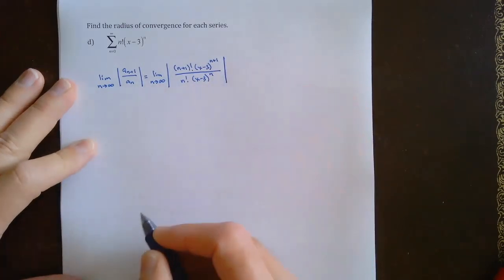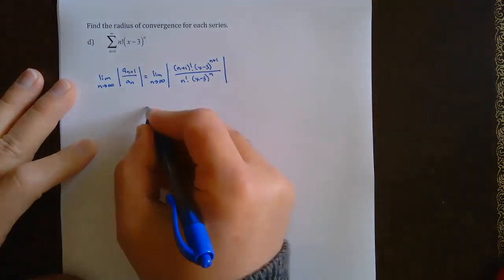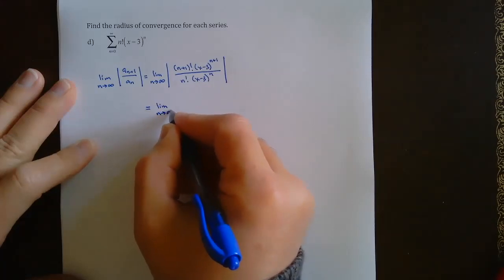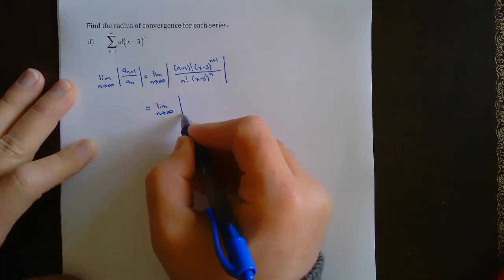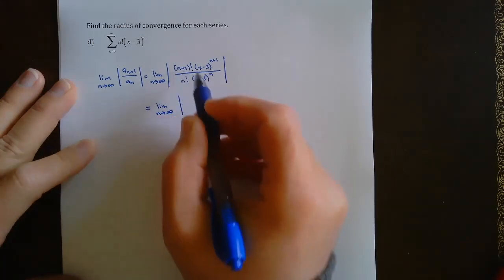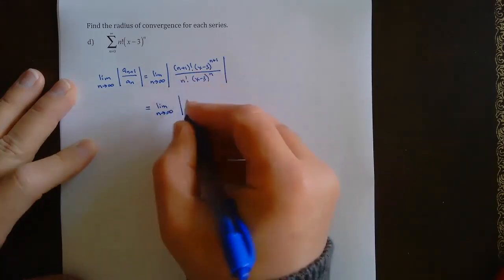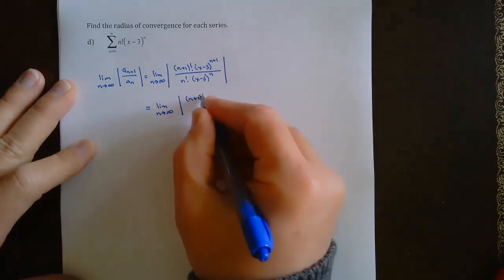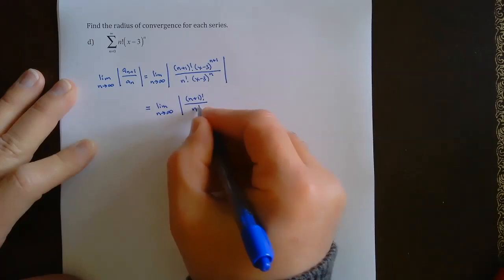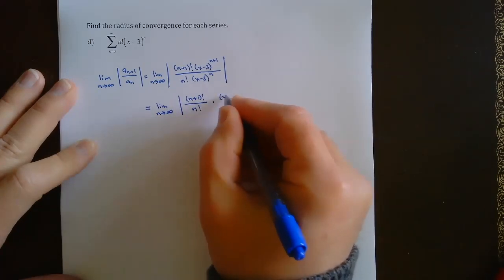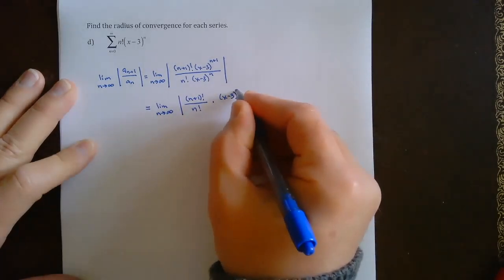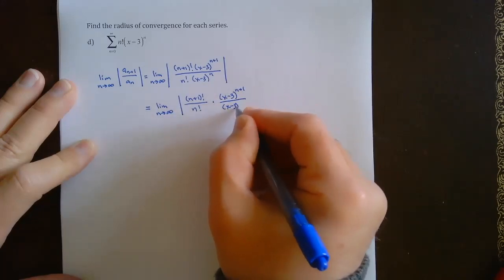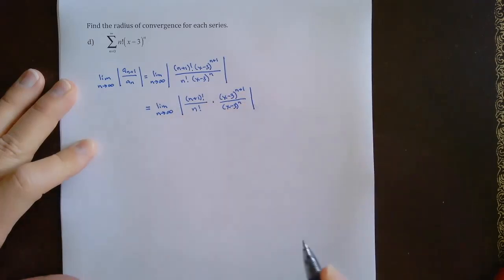Close the absolute value. Okay, so what's this equivalent to? Well, this would be equivalent to the limit as n approaches infinity of, I'm going to separate this into two fractions, okay? We'd have (n plus 1) factorial over n factorial times (x minus 3) to the n plus 1 power over (x minus 3) to the n power, close the absolute value.